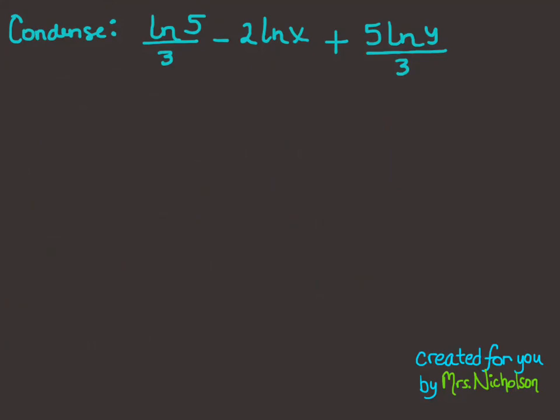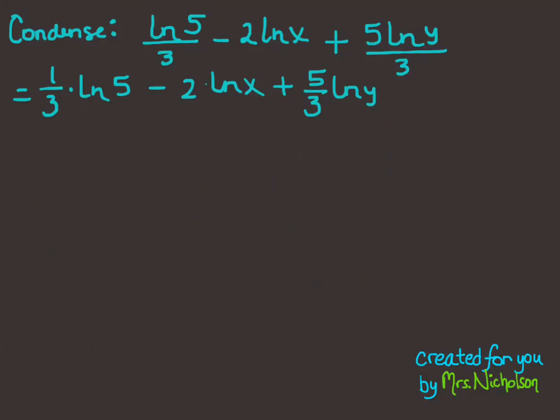Now in this example, we've got natural log of 5 divided by 3 minus 2 times the natural log of x plus 5 times the natural log of y divided by 3. And those divided by 3's there, sometimes it helps if you just rewrite that as a fraction being multiplied by the log. For example, instead of natural log divided by 3, I could rewrite this as 1/3 times the natural log of 5 minus 2 times the natural log of x plus 5/3 times the natural log of y.